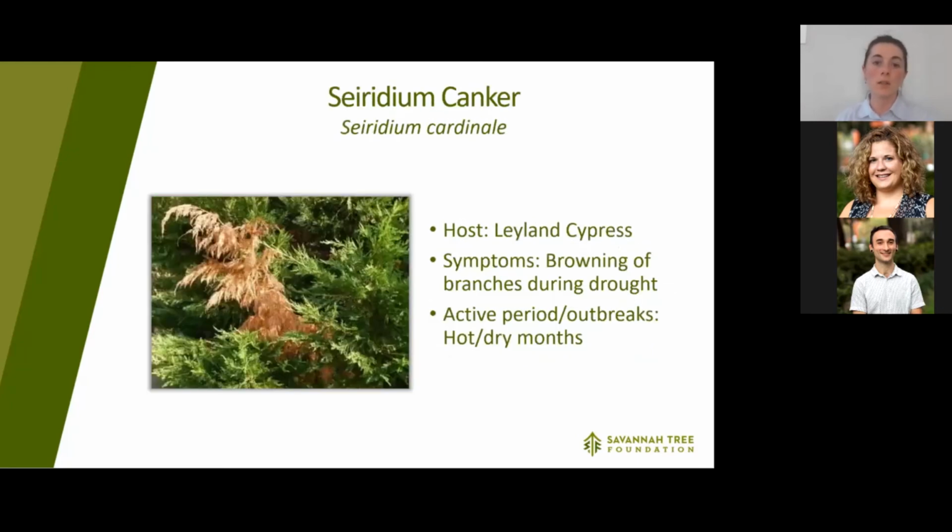So Seiridium Canker is another one. Thankfully, it has only one host, mostly Leyland cypress. Some of the symptoms would be browning of the branches during drought. Pretty much anytime that a tree has random flagging, which is basically whenever the tree branches die pretty randomly. And so the active period would also be during the hot and dry months. What you could do about this is basically plant a resistant species, which is pretty much the only viable method of control. And fungicides prolong the death, but they don't prevent it.